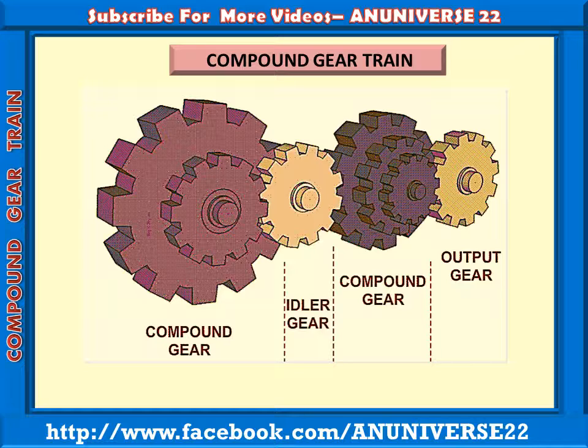So as we discussed in our whole video, gear 2 and gear 3 are the compounded gears on shaft B, and gear 4 and 5 are the compounded gears that are mounted on shaft C. So today we have learnt about the compound gear train and how we can find out the velocity ratio of the compound gear train.